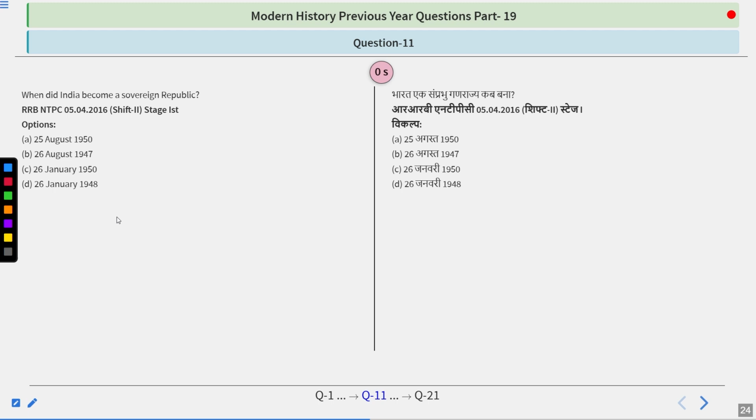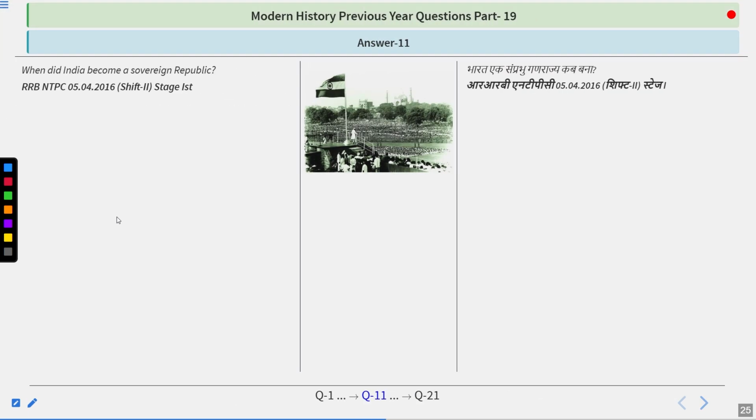And as we know, if the word republic is coming, Republic Day basically falls on which particular day? So 26th January 1950 is the day that is famously celebrated as Republic Day. If we talk about these two words, sovereign and republic, what is the meaning of these two words?